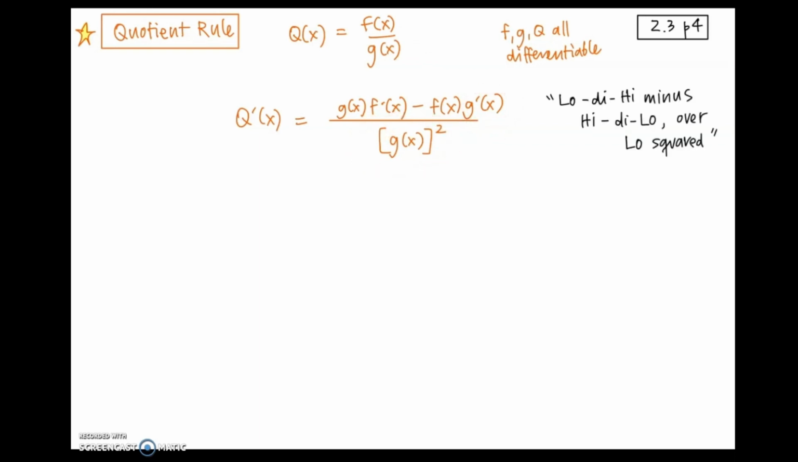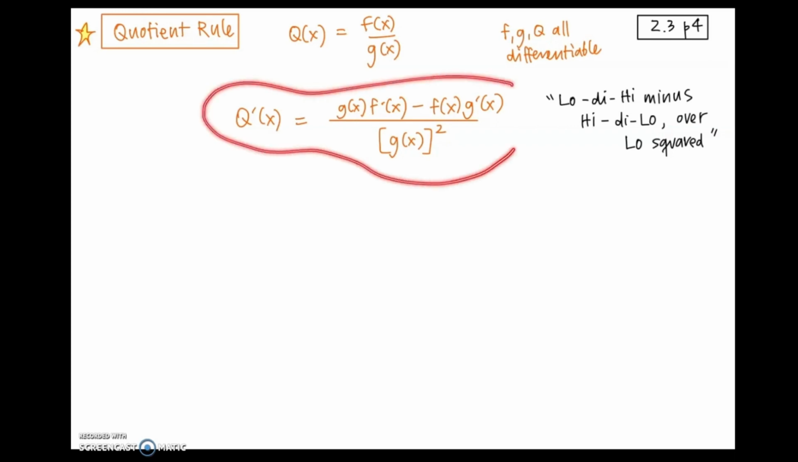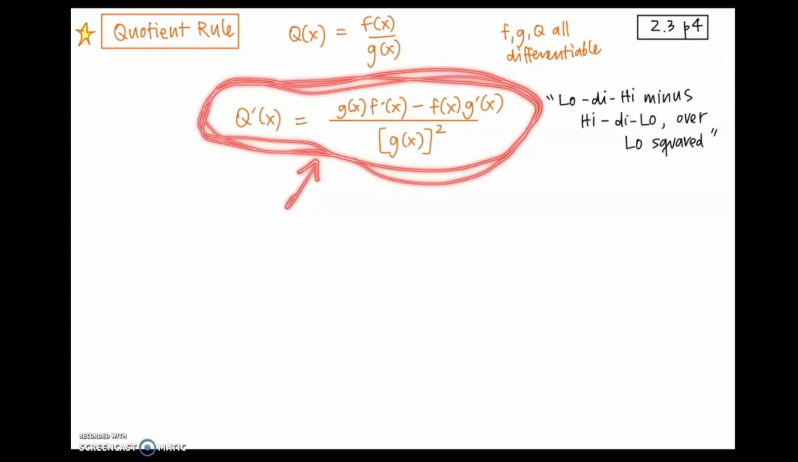So it sounds like a weird way to remember it, but it just hopefully will eventually stick in your mind. Low d high minus high d low over low squared. Low d high minus high d low over low squared. Yeah, so the quotient rule isn't exactly beautiful to look at, but it has a purpose and it's super powerful, so we definitely want to know how to use it.